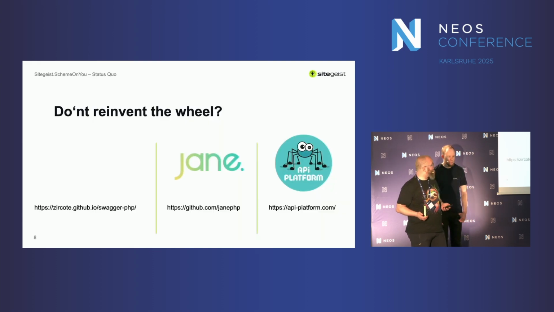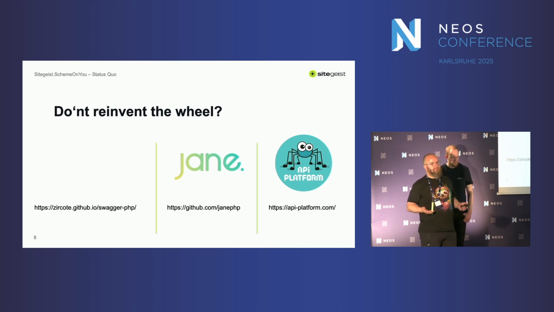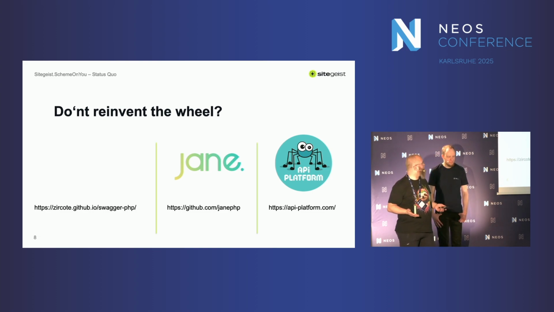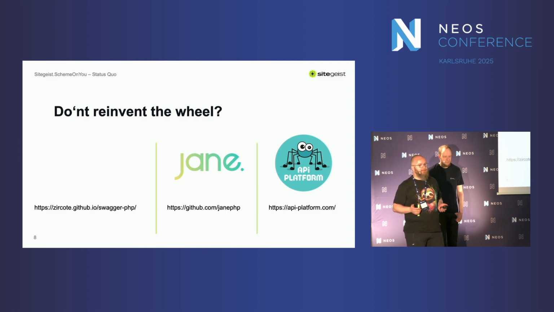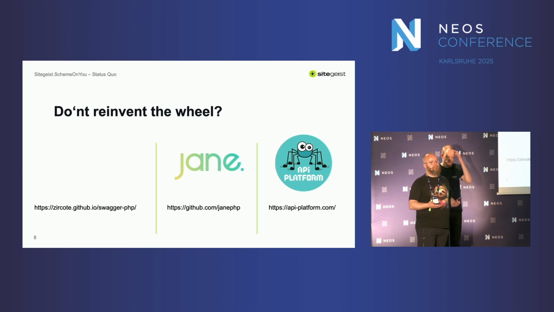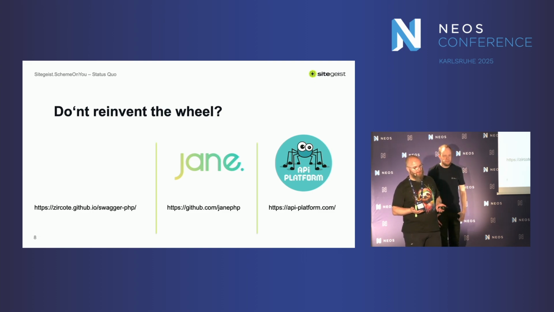At that point, we were optimistic that we would not have to reinvent the wheel. So we started looking for solutions because surely someone has done that before. And we looked into many solutions for PHP, and those are the major ones. First one was Swagger PHP, and that one mainly collects annotations from your code and combines them into an API specification.